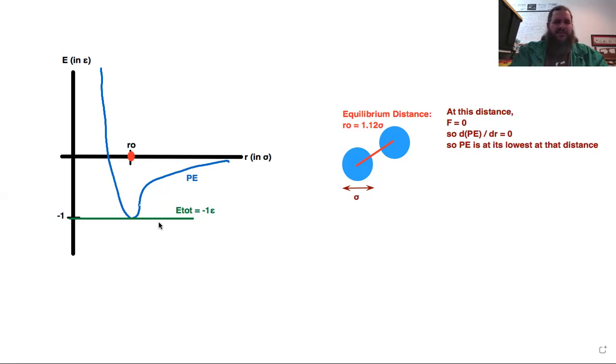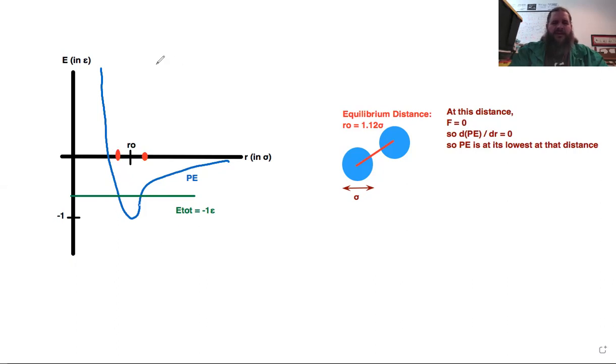So this represents the lowest possible energy this system can have. And it's not really very realistic. We wouldn't expect atoms to just be sitting there and not vibrating at all. If we raise E total, then we're going to get some new values of kinetic energy. Specifically, we're going to expect kinetic energy to be 0 at these new intersection points. So here and here, at the two R values where potential energy meets E total, kinetic energy would be 0.